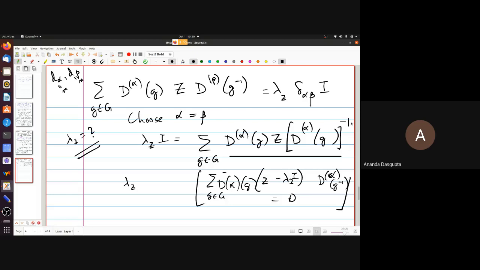So this is a similarity transformation. The Z gets similarity transformed by d alpha g, but the only problem is summing them all up for all the g's. Because it's a similarity transformation, the two things that you always look for are the two simple results that you have. The trace does not change when you do a similarity transformation, and the determinant does not change.